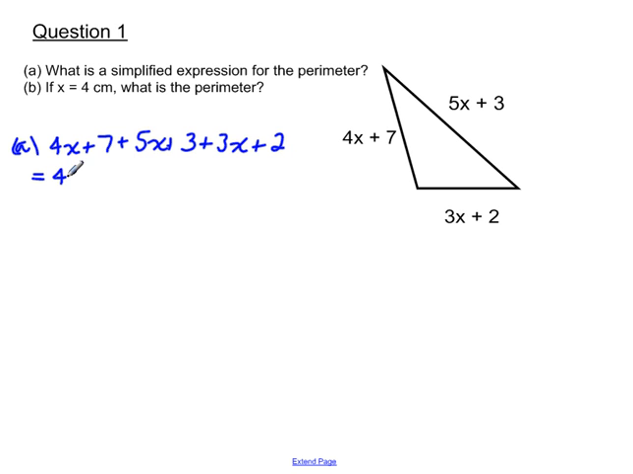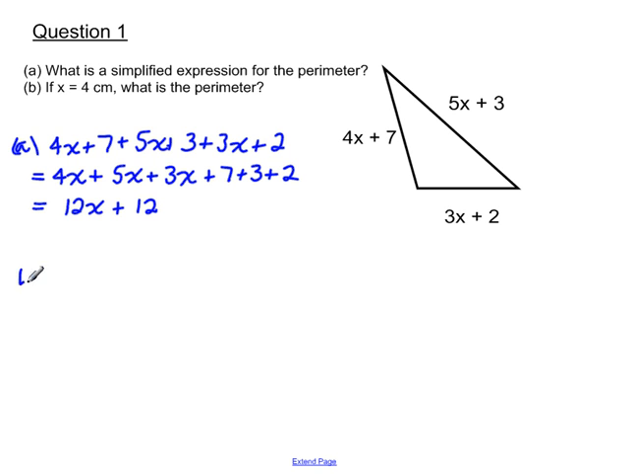So we need to put all the x terms together. And by now, if you're quite good at that, you can just skip the step that I'm doing right now. And then you're going to put all the constants together. And now you're going to simplify, and so that becomes 12x plus 12. And this is your simplified expression for the perimeter.